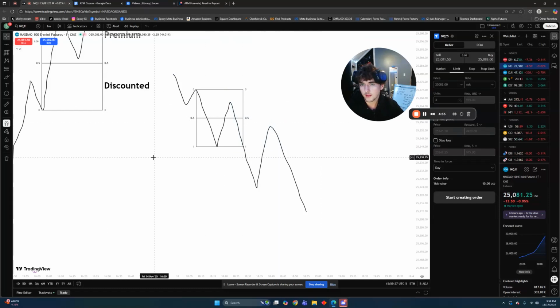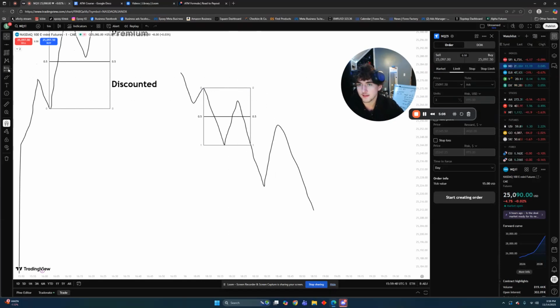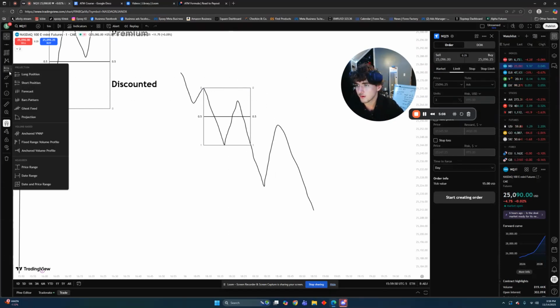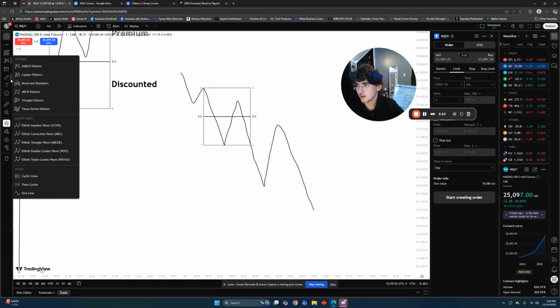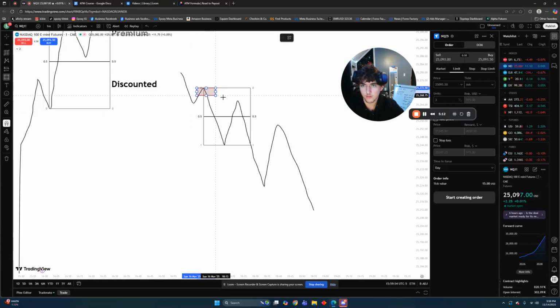So if there's one thing to take away from equilibrium, it's that you need to have it paired with other confluences. So if we're looking at tapping back in, say we have an order block right here. This is the order block that made the move. So we're tapping back into this order block while being in the discounted price of an equilibrium.